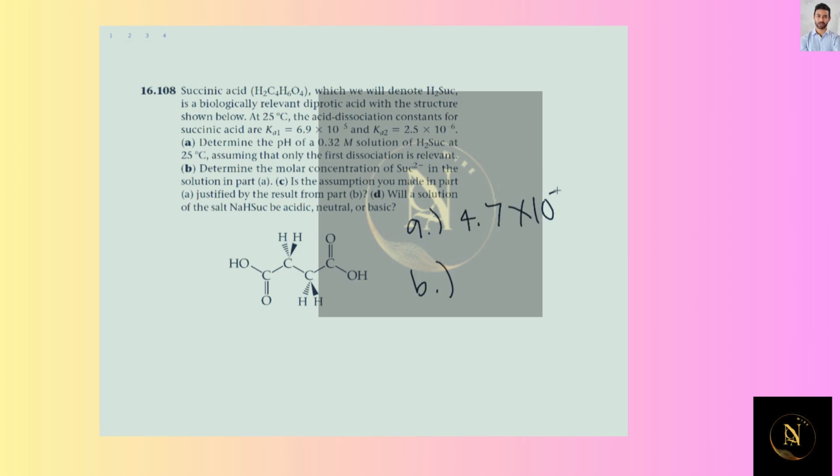4.7 times 10 to negative 3 molar, where in B, it was 4.7 times 10 to negative 3 plus x, and our x value in that equation was 2.5 times 10 to negative 6. And so whenever we add this up together, we want our total concentration. So we have 4.7 times 10 to negative 3 plus 2.5 times 10 to negative 6.